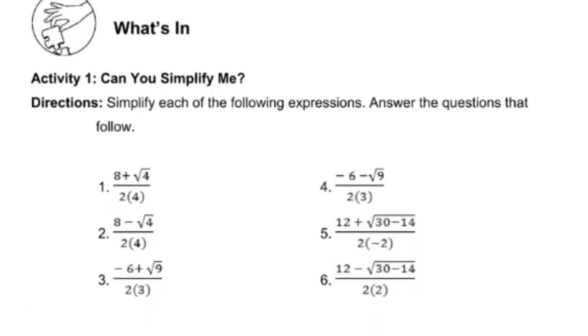There's Activity 1. Simplify each of the following expressions. Answer the questions that follow. Number 1: 8 plus square root of 4 over 2 times 4.